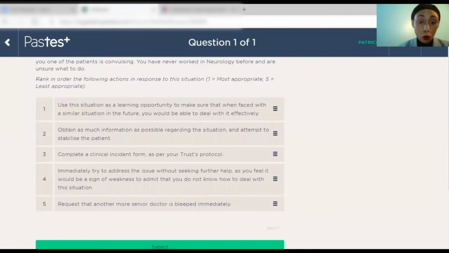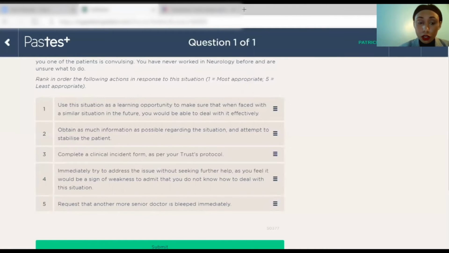So, number 1, I think what you should do here is recognize that you have not worked in neurology before and that you have no idea, or not a very good idea, what exactly the steps you should take are. But the first thing you should do is call for help. Request that another more senior doctor is bleeped immediately. So tell the staff, be honest with them, and then really a registrar, someone more senior than yourself, should go and assess the patient. They would have had much more experience than yourself.